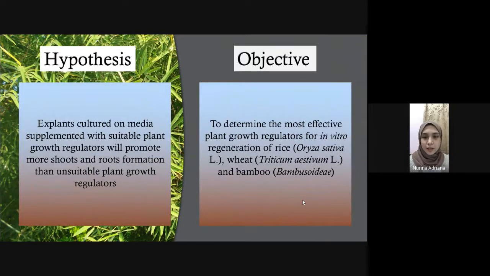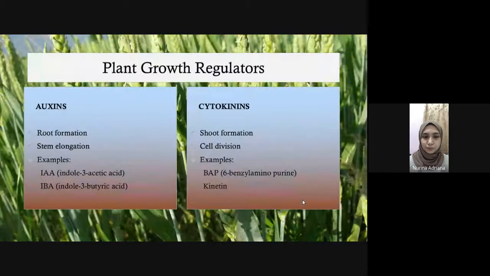The aim of this review is to determine the most effective plant growth regulators for in vitro regeneration of rice, wheat, and bamboo. Out of all the factors influencing in vitro regeneration that I have mentioned previously, my review mainly focuses on plant growth regulators.